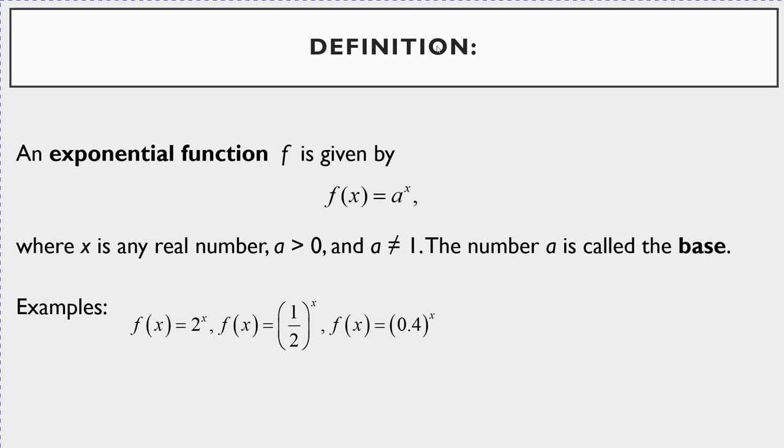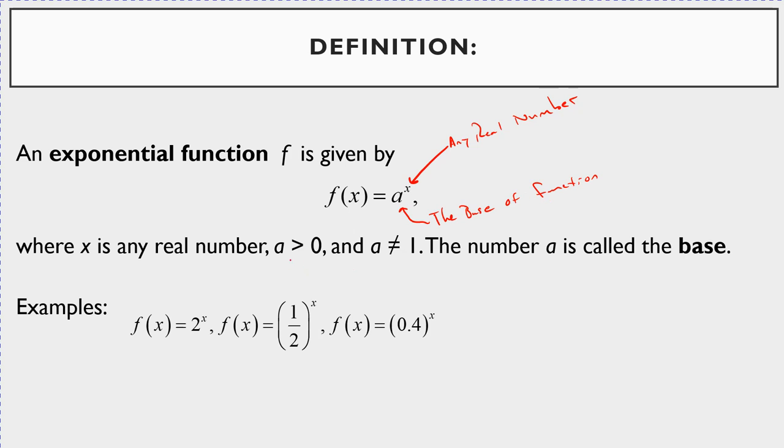So an exponential function f is given by f of x is equal to a to the x. This x here can be any real number, so the input of the function is the exponent. And a here is called the base. It's the base of the exponential function.